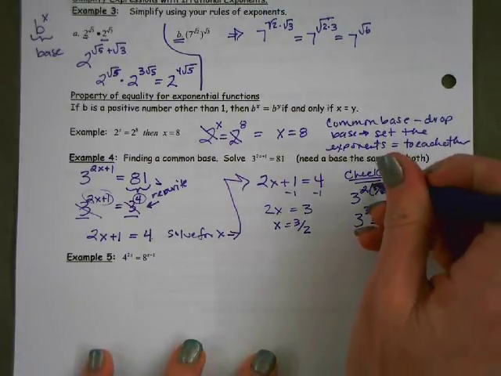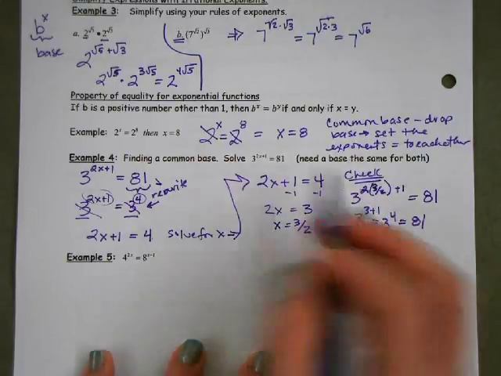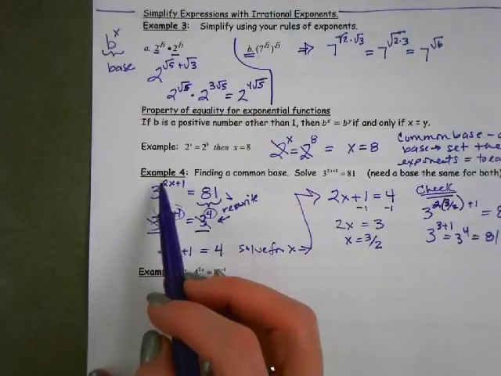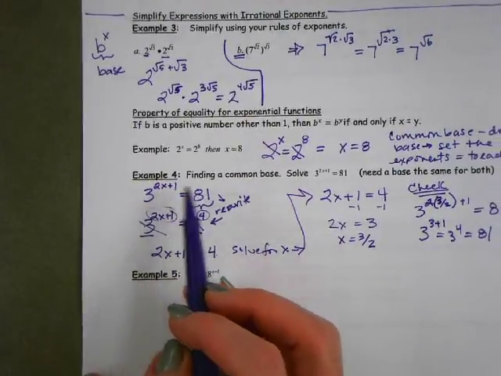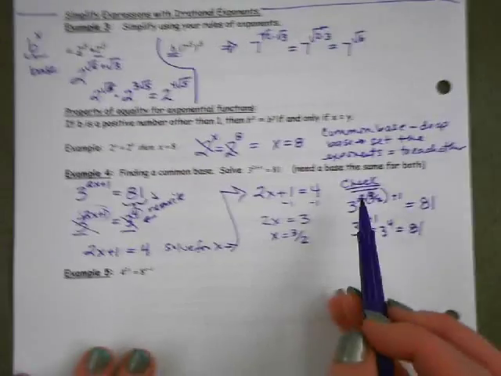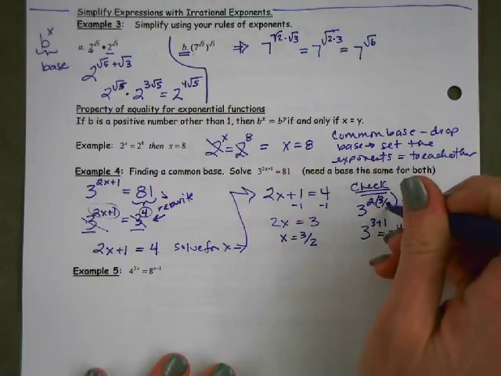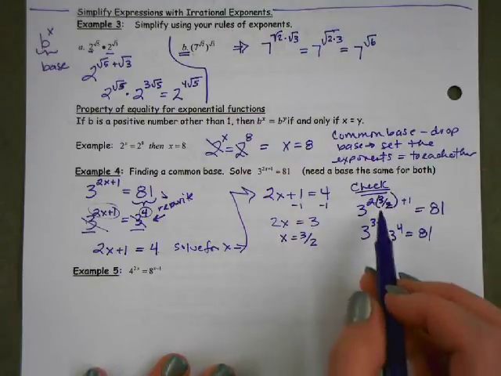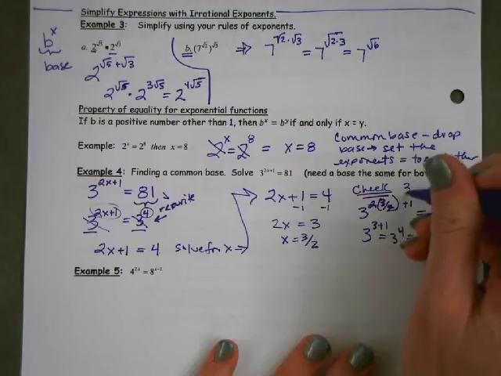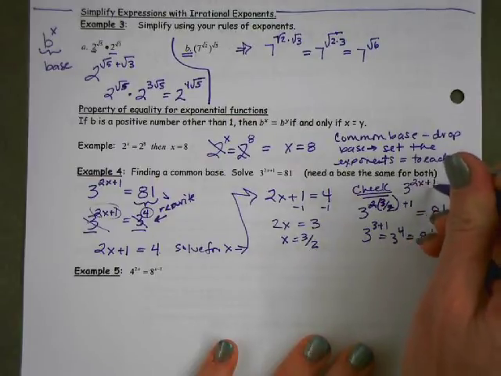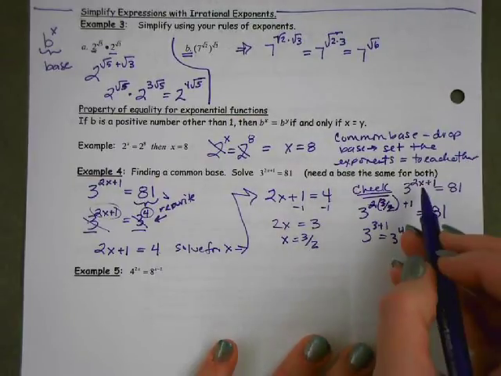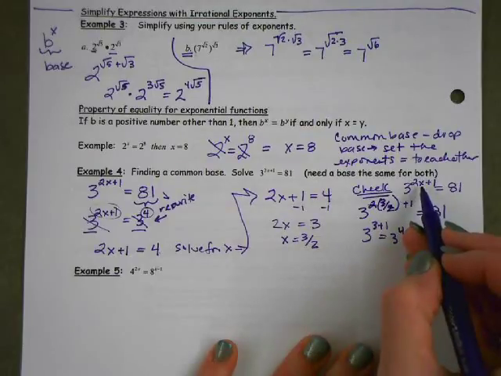It's kind of hard to read. I put in 3 halves for x, because my equation is 3 to the 2x plus 1, right? So I put 3 halves in for x. So my equation is 3 to the 2x plus 1 equals 81. So for x, I plugged in 3 halves.